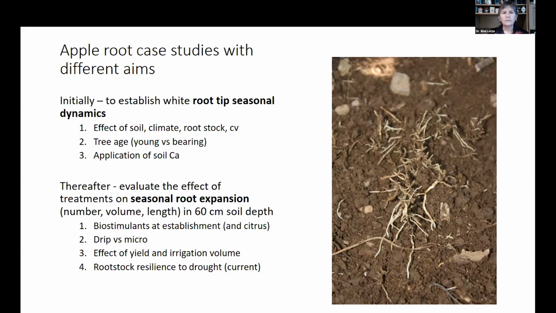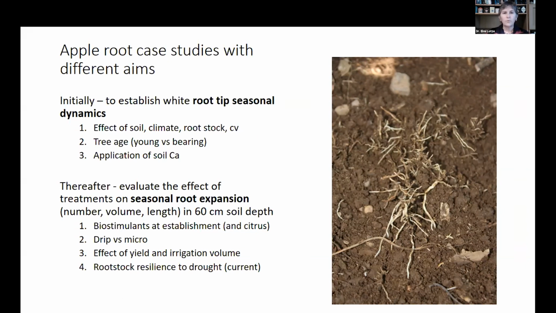So we looked at different apple cultivars, and we quantified the effect of soil, climate, rootstocks, and cultivar on the dynamics of the white root tips. And then we also looked at whether there was a difference between older trees and non-bearing trees.